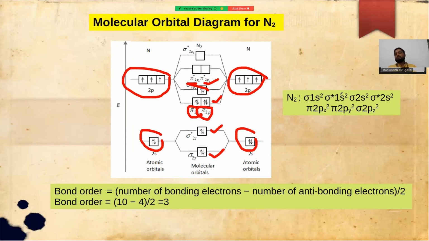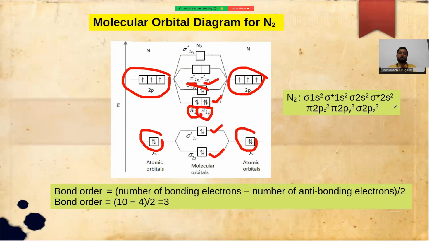So the overall molecular orbital configuration is sigma 1s2, sigma star 1s2. So the 1s sigma orbitals are fully filled, and then the sigma 2s and sigma star 2s orbitals are also filled. So here we have a total of 8 electrons up to here. And then the pi 2px orbital and the pi 2py orbital are also completely filled. So 2 plus 2, 4, and plus 8, 12 electrons are filled. And finally, the sigma 2pz has 2 more electrons. So a total of 14 electrons are there. So these are filled in this manner.